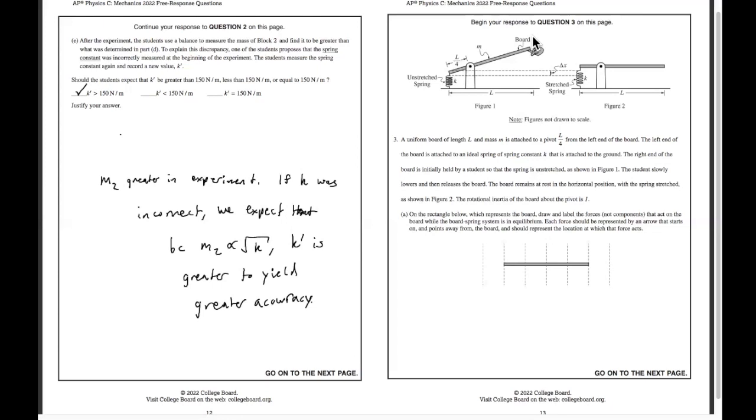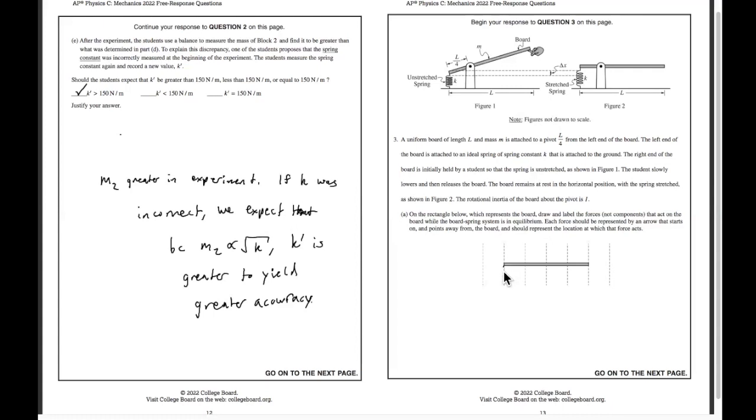where we have a board with a pivot. There's a stretched and unstretched spring on one side, and a student is holding the second side of the board and then slowly lowers and releases the board. All right, and so essentially the first thing we need to do is draw and label the forces while the board-spring system is in equilibrium.